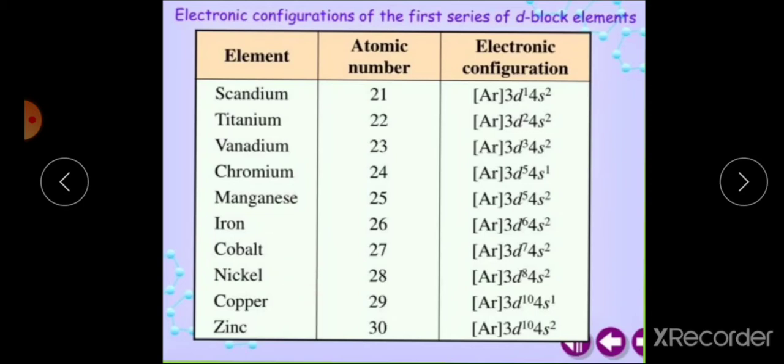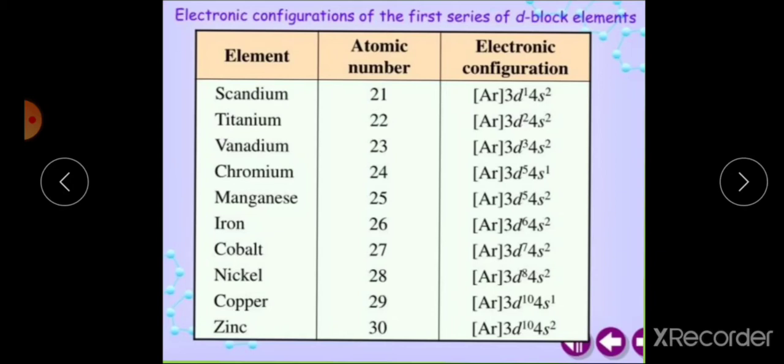Skati Vakra Mn Pico Nico Jan. Sc for scandium, Ti for titanium, V for vanadium, Cr for chromium, Mn for manganese, Fe for iron, Co for cobalt, Ni for nickel, then copper and zinc.